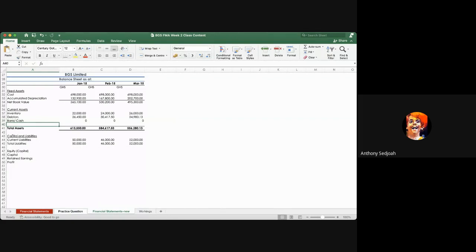So you remember I told you that for the balance sheets, we have two numbers that must balance, or two numbers that must be the same. That's the total assets and then the total capital and the liabilities. I hope you guys still remember the elements of financial statements: assets, liabilities, capital, income, and then expenses. Do you remember?